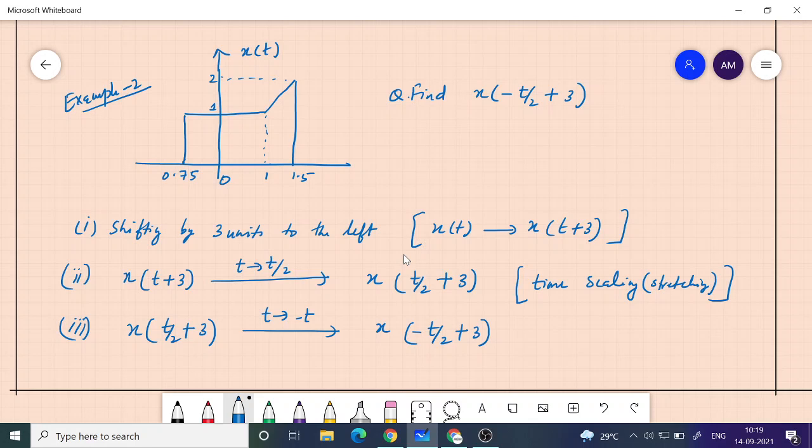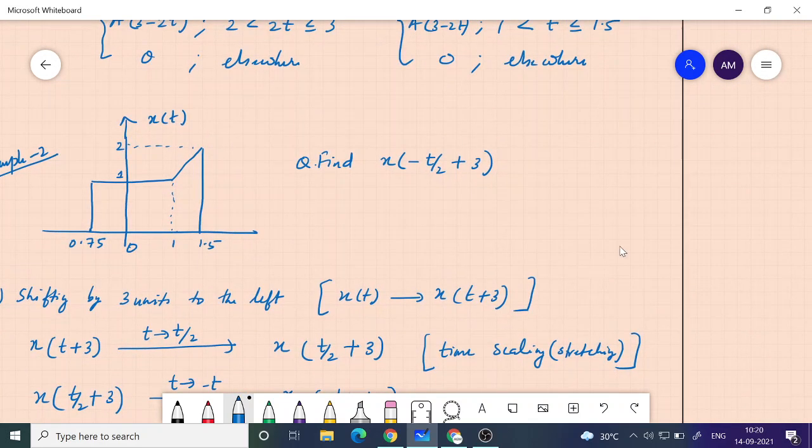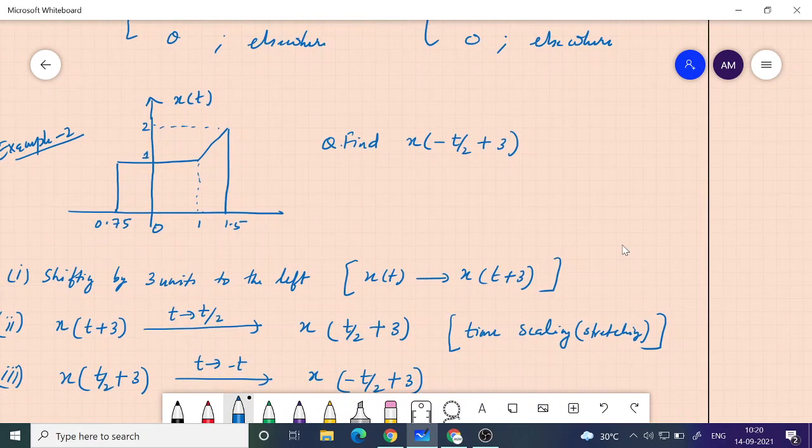So this is the sequence I can follow. Now this is not the only way I can solve this problem. I can adopt another sequence also, but you need to be careful. That is the purpose of this example. Okay, so let me do the shifting. Keep in mind this is minus 0.75, not 0.75, and this is 1.5.